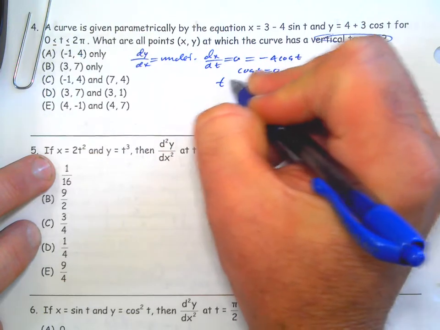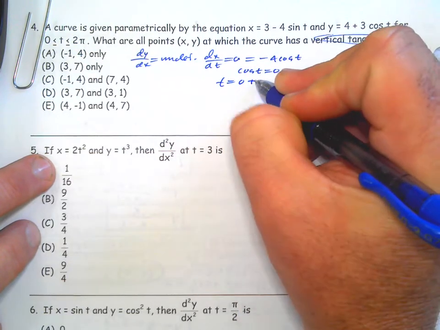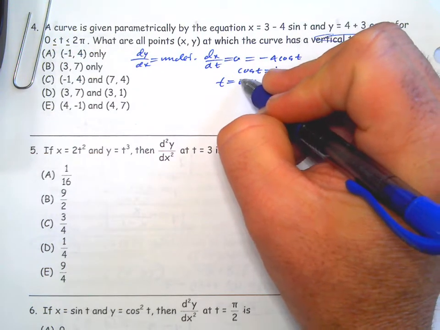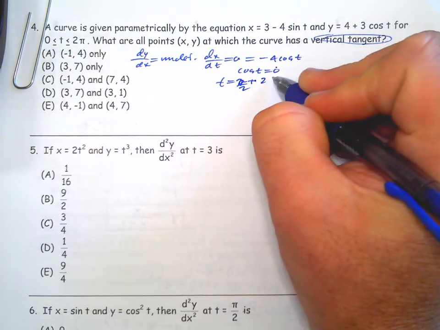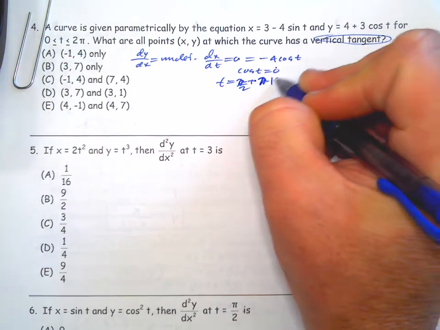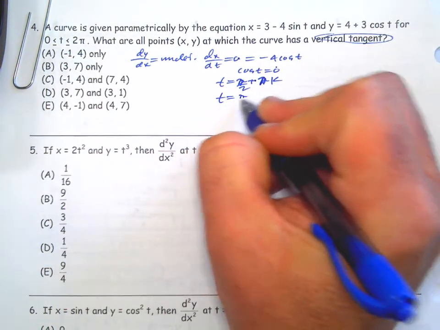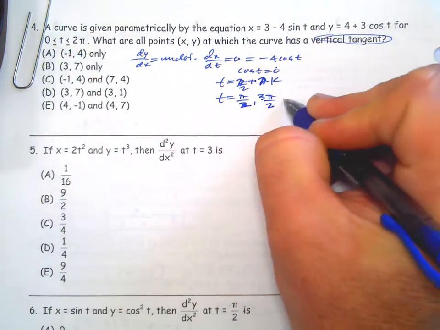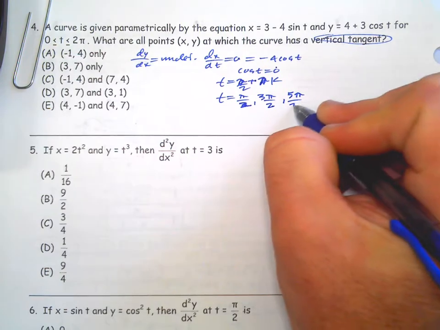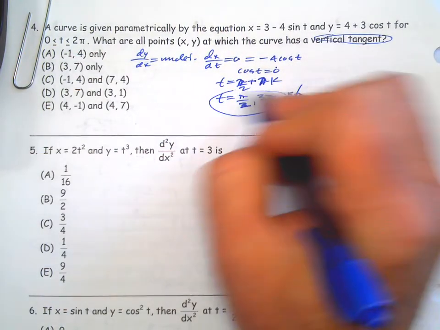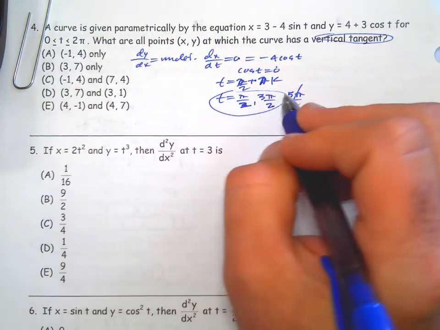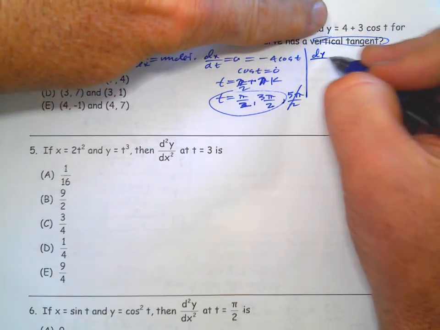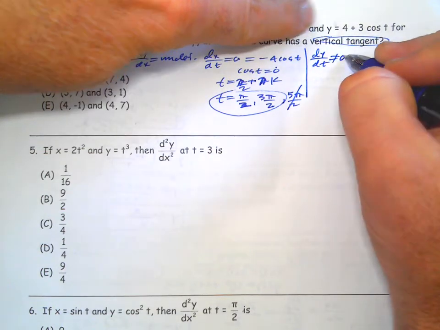Cosine equals 0 at pi over 2 plus pi k. So pi over 2, 3 pi over 2, 5 pi over 2 is too much, right? So it's looking like that. Now the thing you've got to watch out for is you've got to make sure that dy/dt doesn't equal 0 at the same time. If it does, then we just have to do extra work.